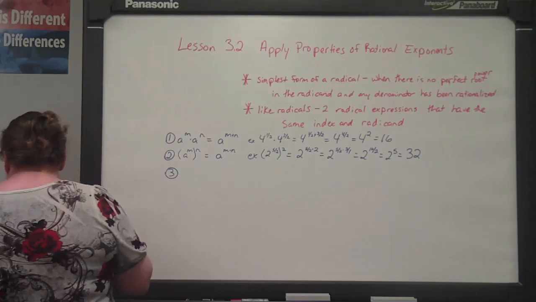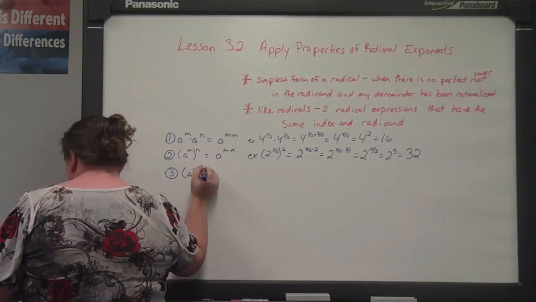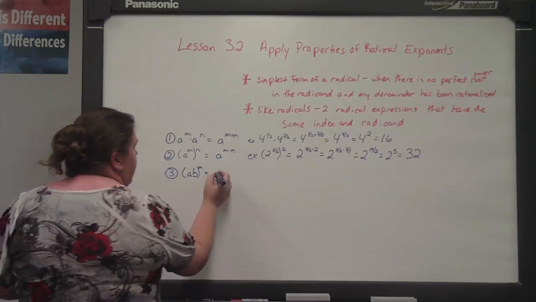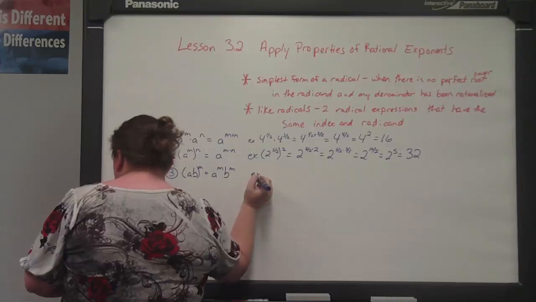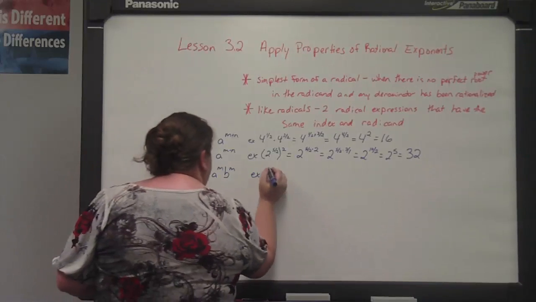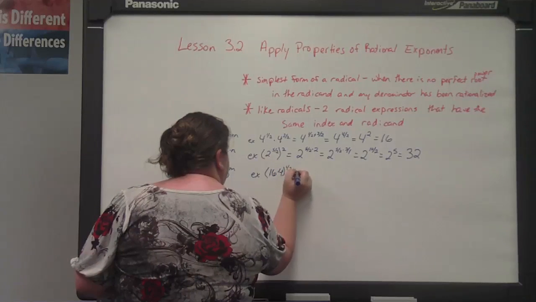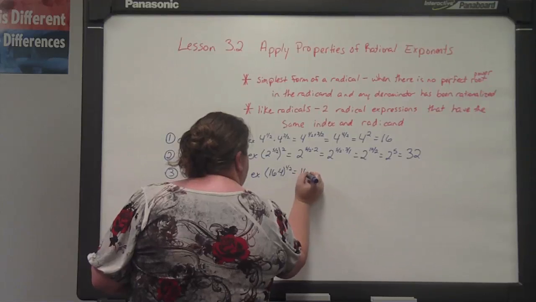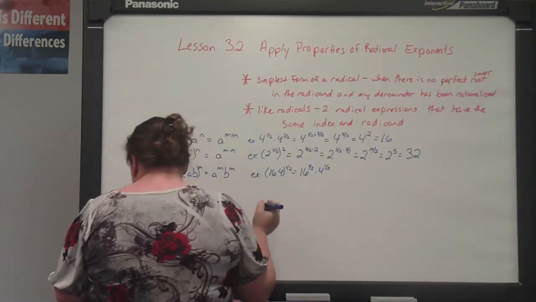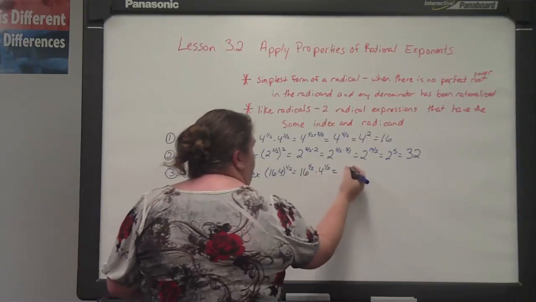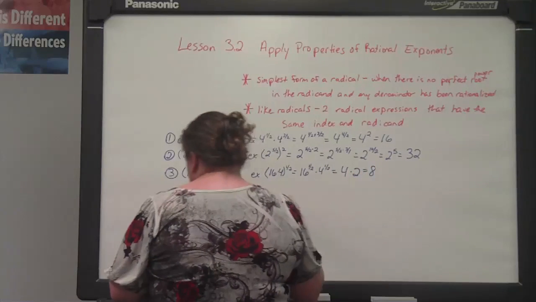The third property is a times b to the m power is the same as saying a to the m times b to the m. So an example could be 16 times 4 to the 1/2 power. We can rewrite that as 16 to the 1/2 times 4 to the 1/2. 16 to the 1/2 is 4, and then 4 to the 1/2 is 2, so 4 times 2 gives us 8.